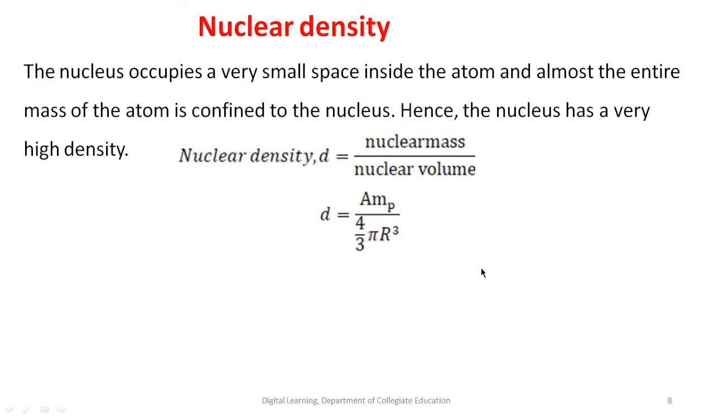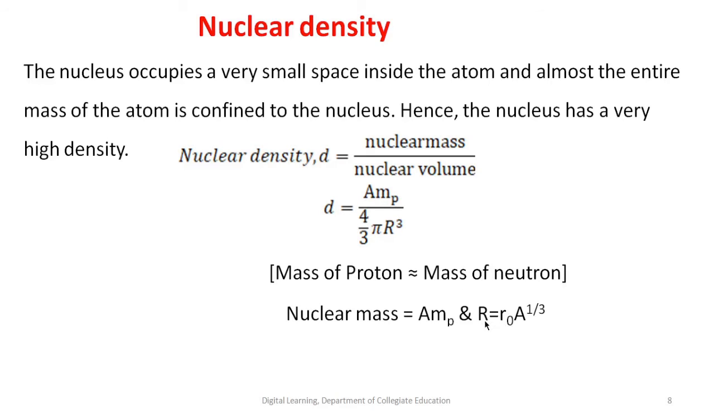So we assume that the shape of the nucleus is spherical. The volume of a sphere is given by 4 by 3 pi r cube, where r is the radius of the nucleus. We have a relation connecting the radius of the nucleus and atomic mass, that is r is equal to r naught A power 1 by 3. Substituting these two, we get A mp divided by 3 by 4 pi. r is equal to r naught A power 1 by 3, so in place of r cube, it becomes r naught cube into A.